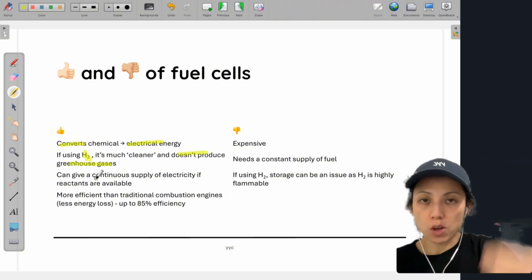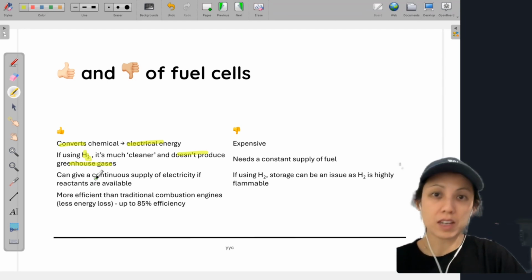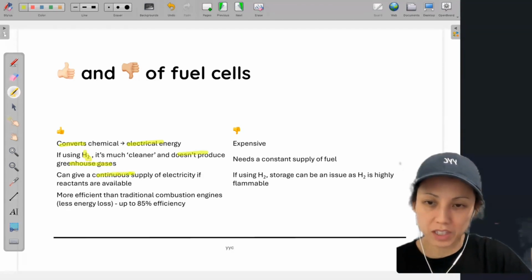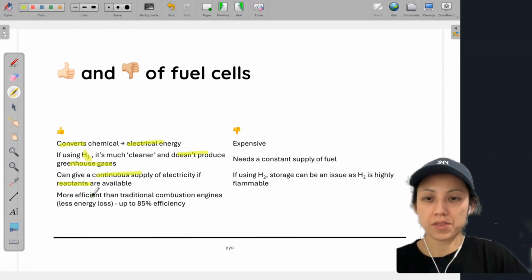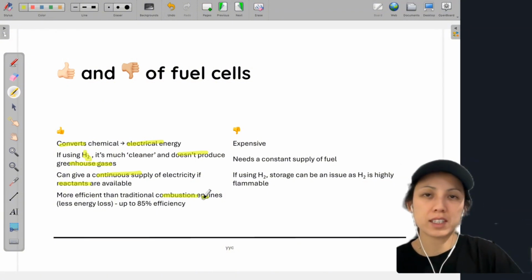The great thing is, as long as you have a continual supply of the fuel, you'll continue to make electricity if the reactants are available. So you can have a continuous supply if the reactants are available. And they're more efficient than your traditional combustion engines because you're losing a little bit less energy.